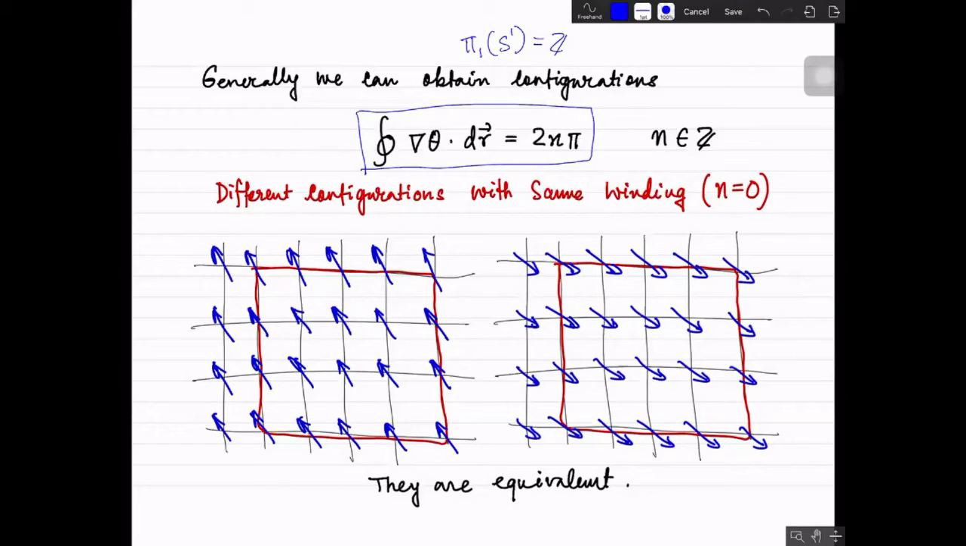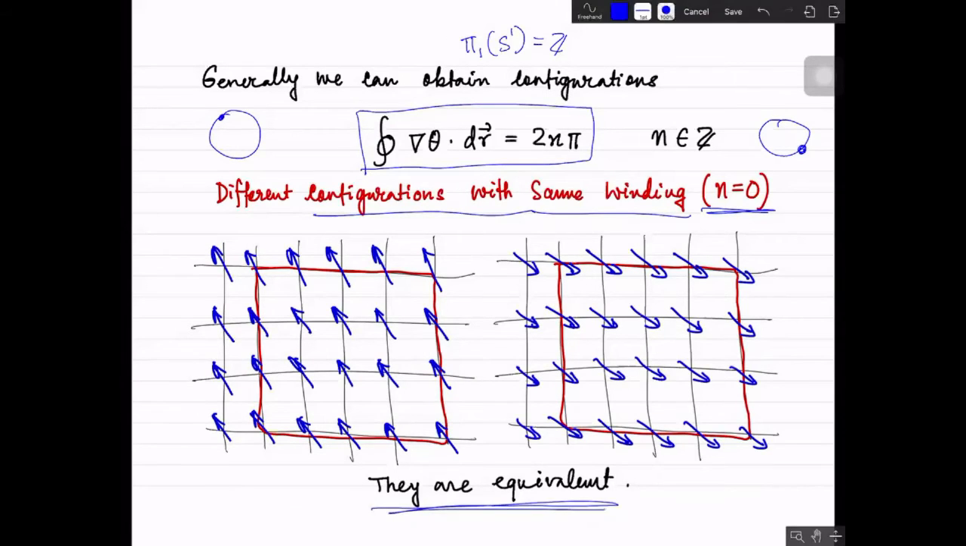And this is the kind of thing that we were just discussing in the beginning. We expect that different configurations with the same winding number, say for n equal to 0, this is one configuration where everything is in the order parameter space in this direction, and here everything is in this direction. I can continuously deform them into each other by local spin rotations, and so in that sense they are equivalent because they belong to the same homotopy class of configurations.